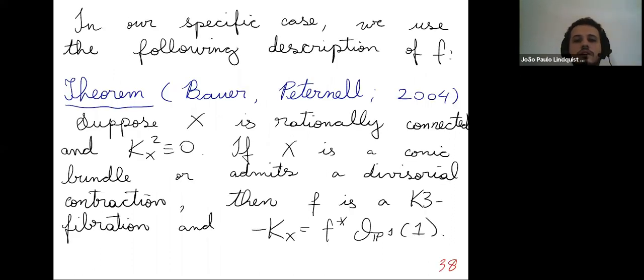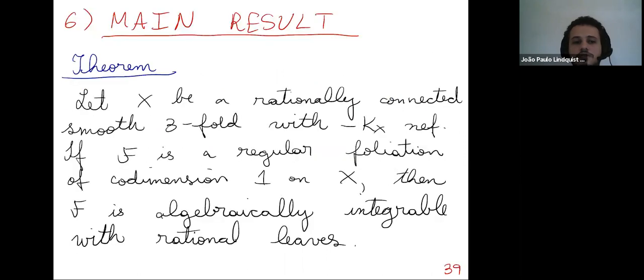So in our case of X rationally connected, and I will show this happens too, we can characterize this nef reduction. If this other technical condition holds, if X is a conic bundle or admits a divisor contraction, then the nef reduction is a K3 fibration, and the anticanonical bundle is the pullback of O(1). So this allows us to show our main result.